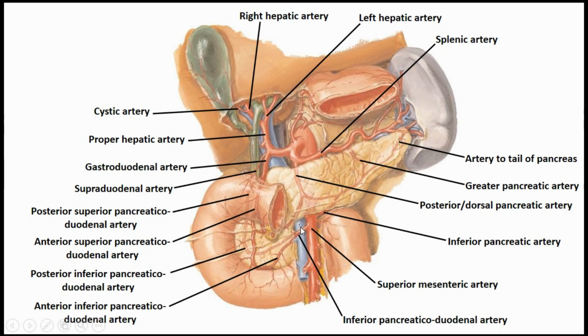I'm not going to have you tell me where these transitions occur, but if I ask you, I'll ask you to identify these close to where they originate. Posterior or dorsal pancreatic artery is the first big one, then the greater pancreatic artery out here, and then the artery to the tail of the pancreas.